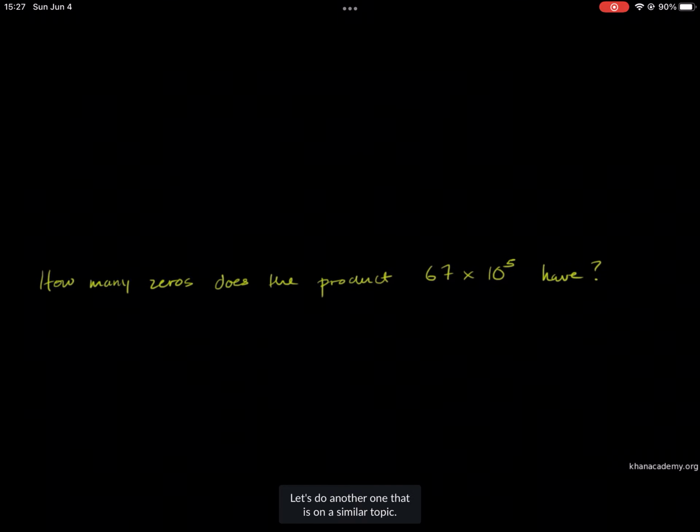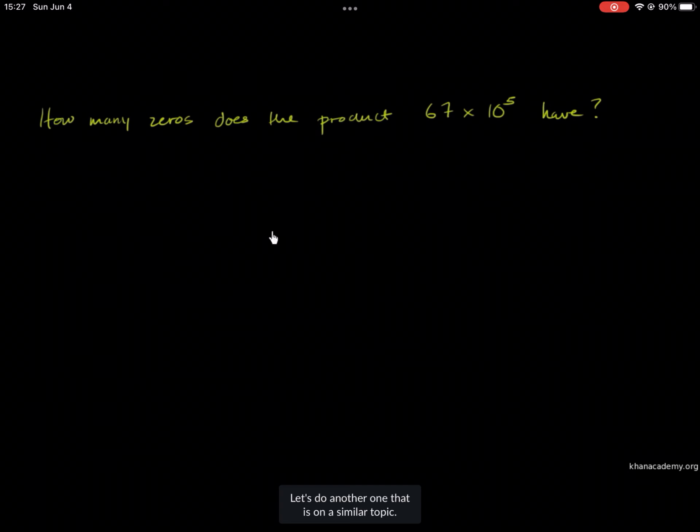Let's do another one that is on a similar topic. How many zeros does the product 67 times 10 to the 5th have? Well, there's a bunch of ways of thinking about that. 67 times 10 to the 5th is the exact same thing. You could view this as 67 times, and we could use the same exact logic that we just saw in the previous problem.